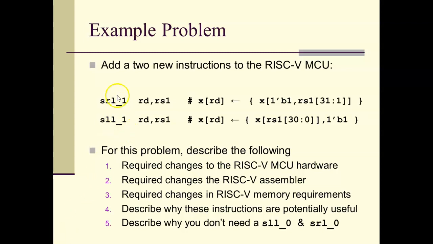This is the shift right instruction. Shift right logical is going to take the top 31 bits and make them the bottom 31 bits, and essentially stick in a 1 at the top. So it's shifting in a 1, which is where this 1 comes from. The shift left is going to take the bottom 31 bits and make them the top 31 bits. So these are my two instructions.